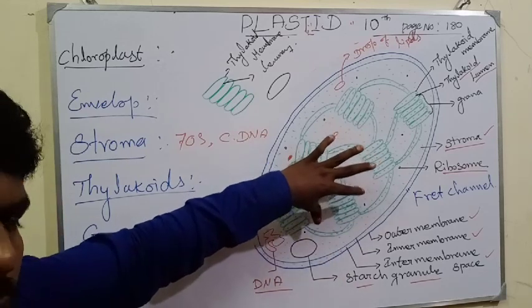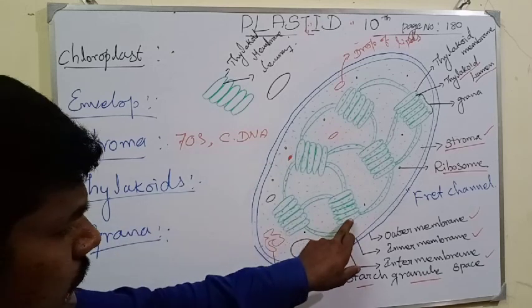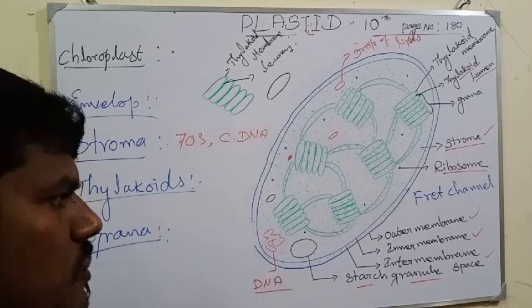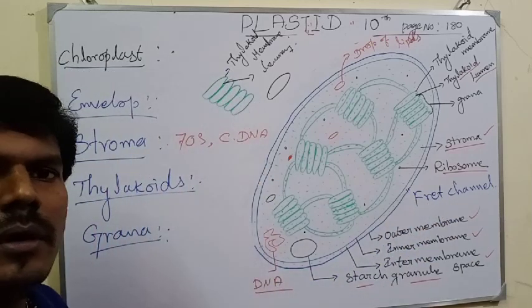Grana is the plural, and granum is the singular. The grana are interconnected, and the channel connecting them is called the fret channel. Are you understood now? Thank you.